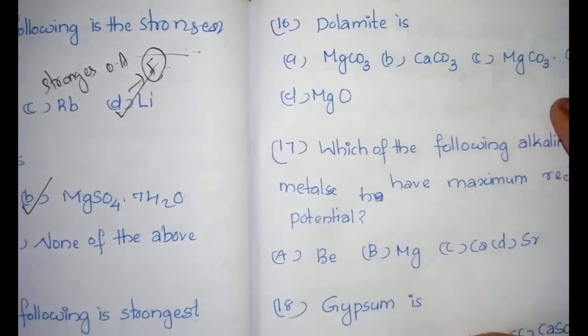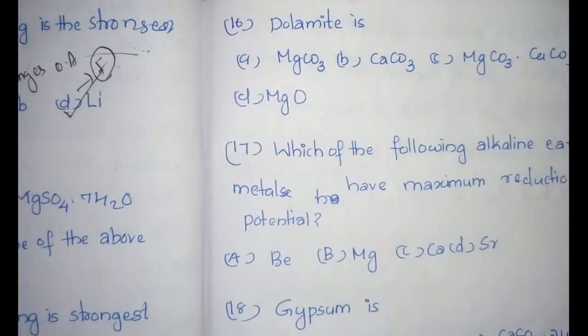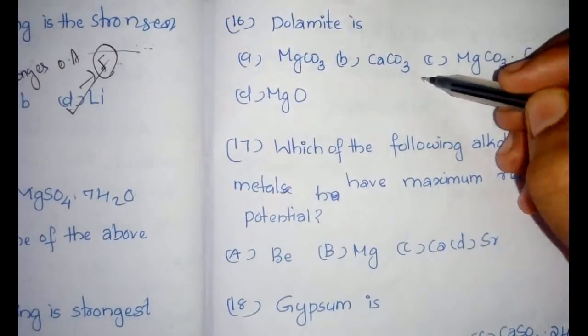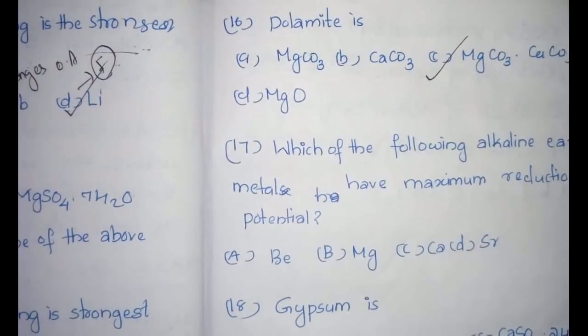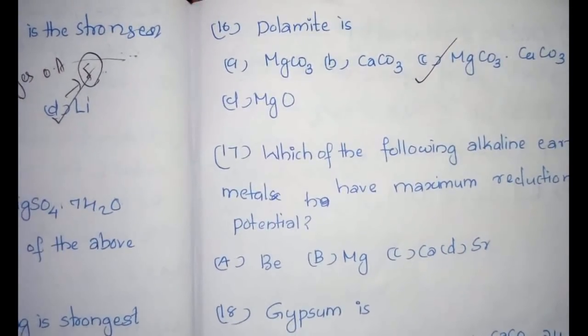Next, the 16th question is dolomite is. So what is dolomite? For this option C, MgCO3.CaCO3, that is dolomite. It is an ore for both magnesium and calcium.